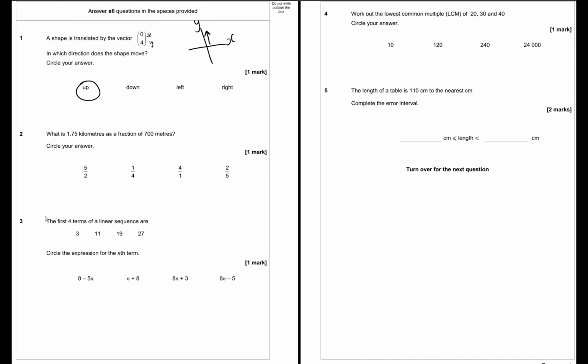Question 2. What is 1.75 kilometers as a fraction of 700 meters? Circle your answer. Okay, what we need to do here is notice that we've got meters and kilometers. So all we need to do is convert this into meters. So we're going to do 1,750 over 700 meters. And this is going to simplify down to 5 over 2. And that's your answer.